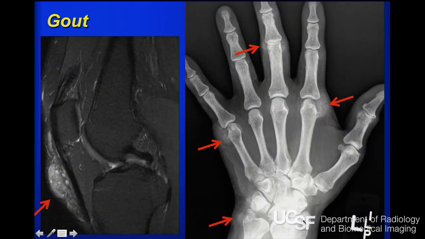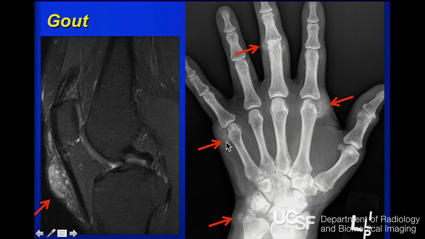These tophi can be pretty ubiquitous in the joint, and they can be in quite different regions. Sometimes they can even look like metastases or soft tissue tumors, such as here where you have soft tissue gout tophi just anterior to the patella tendon. So keep that in mind. If you see multiple of these tumor-like deposits, then gout is always an important differential diagnosis.